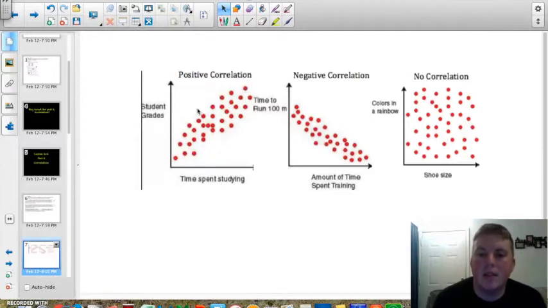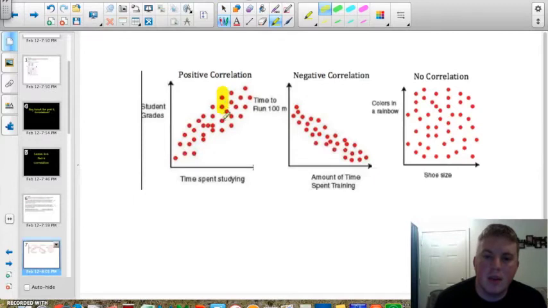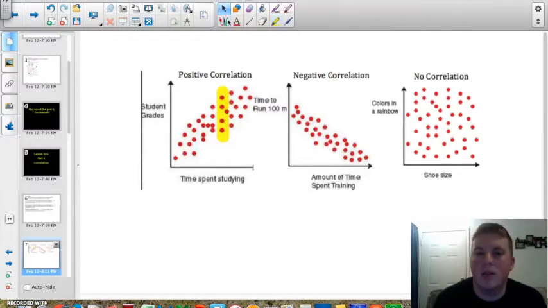Now, obviously, there's some variation within there. Just because you study the same amount of time doesn't mean that everybody who has studied that time is going to score the same. For example, if we look at these dots right here, those all spent about the same time studying, but we do have different grades. But it does give us a trend that we can use to help project and predict future values. We also have an illustration of a negative correlation here.